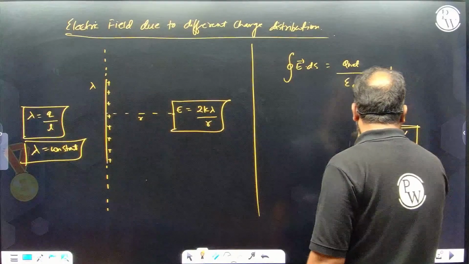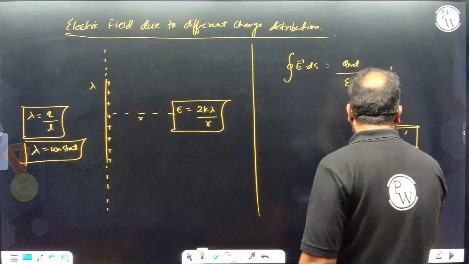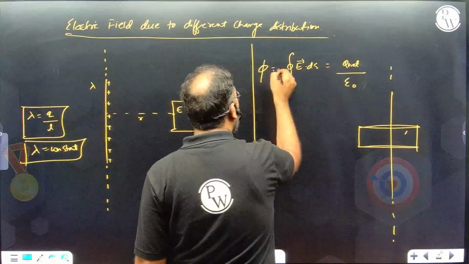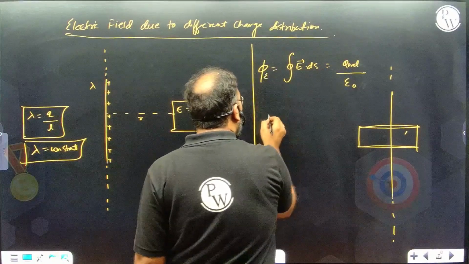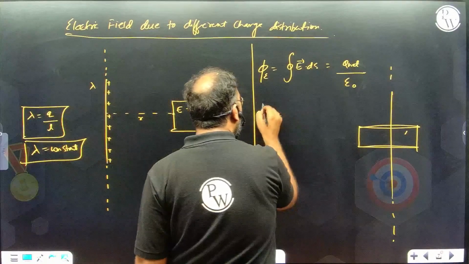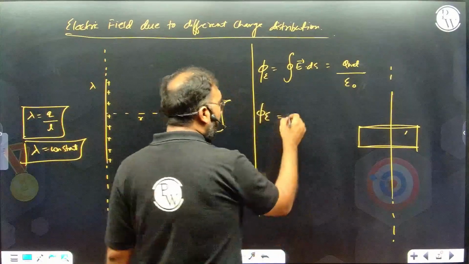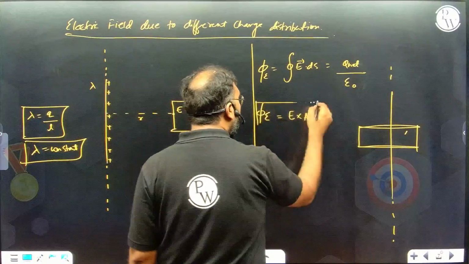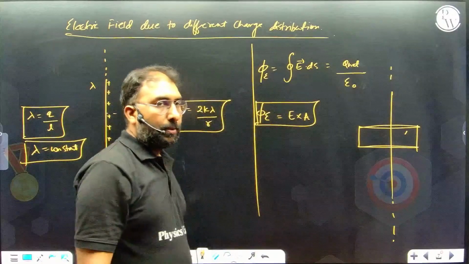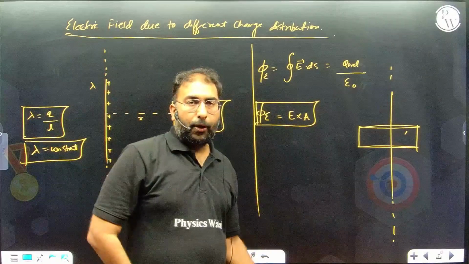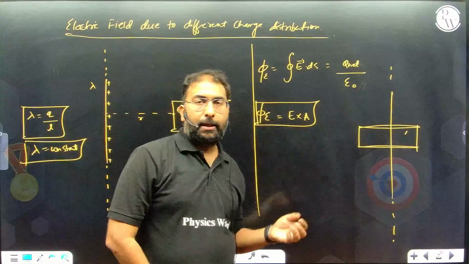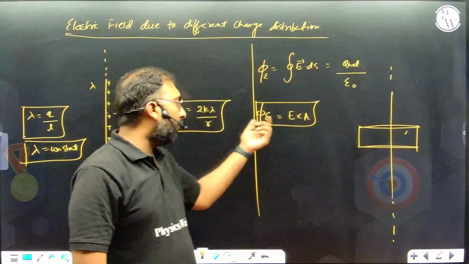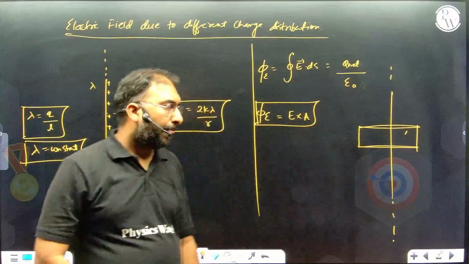I have taken a Gaussian surface, and you know how to calculate this flux. This is the electric flux, okay? How do we calculate the electric flux? This is electric field multiplied by area. This is the simplest way of writing the electric flux. So electric field multiplied by area will give you the flux through that given area, okay?